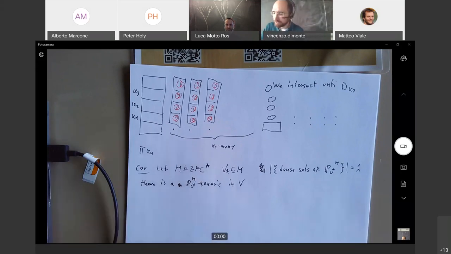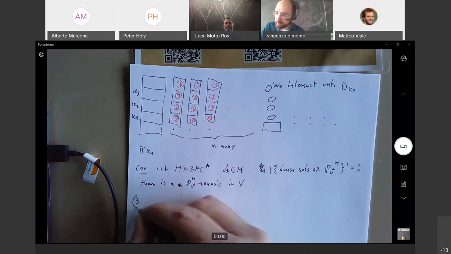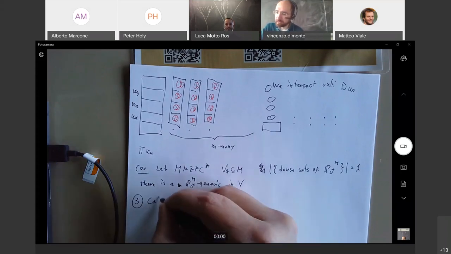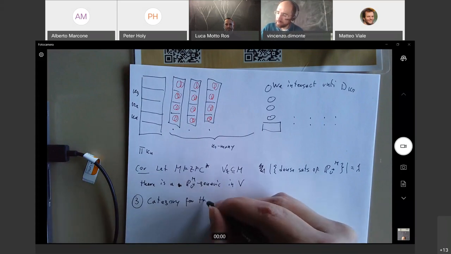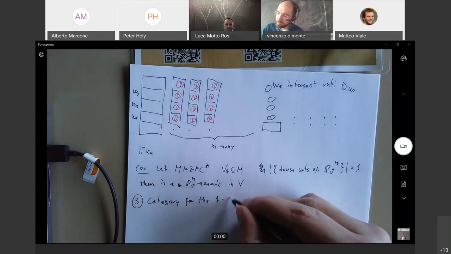Because now we just have everything we can do. So category for the lambda Baire space.